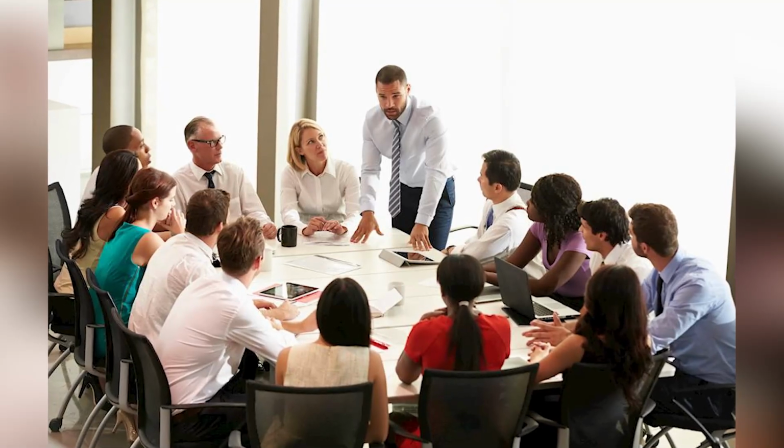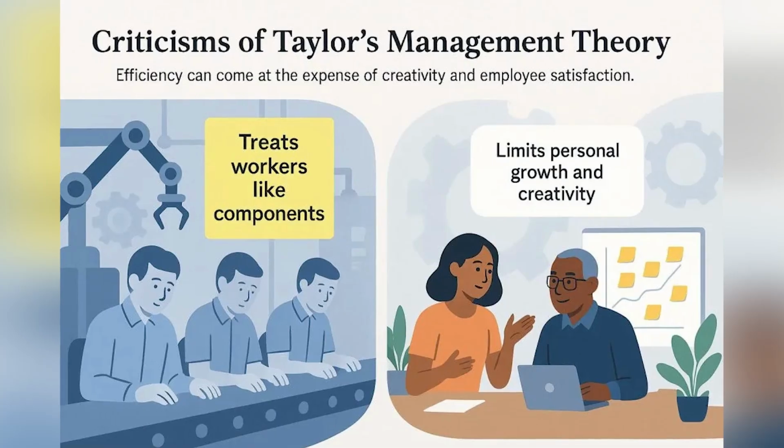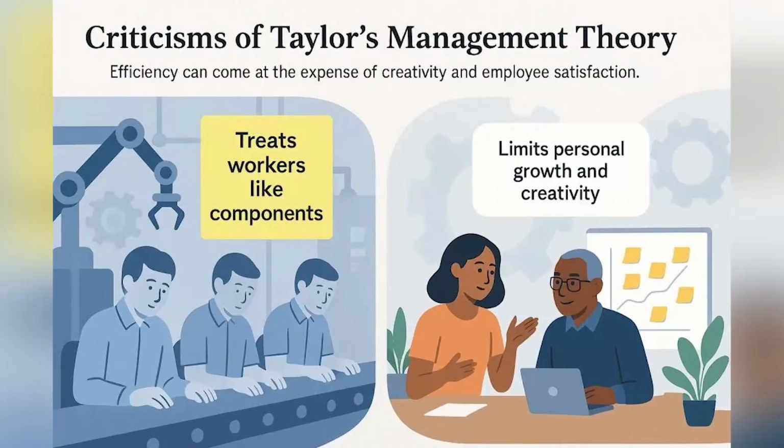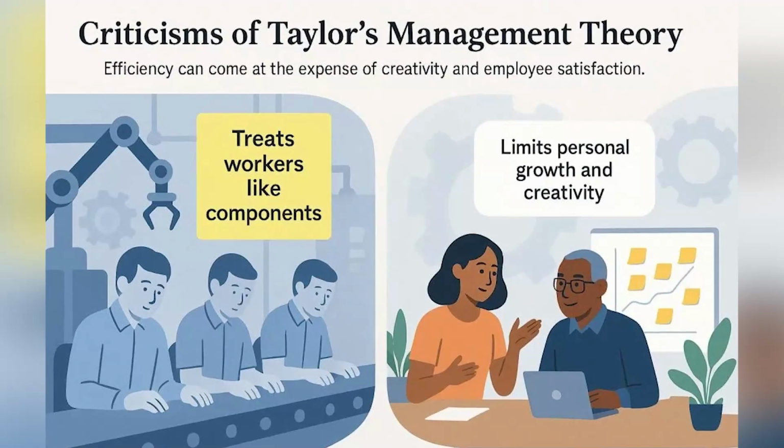But scientific management theory has its own limitations. Scientific management theory is highly mechanistic. It treated workers as machines, ignoring social and psychological needs of employees in an organization.